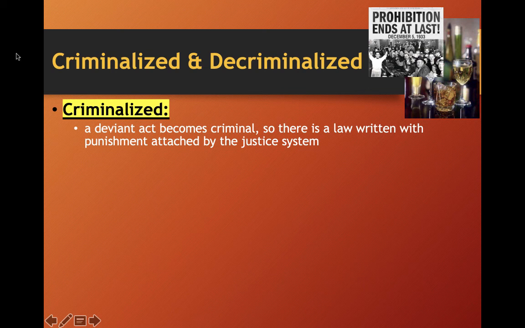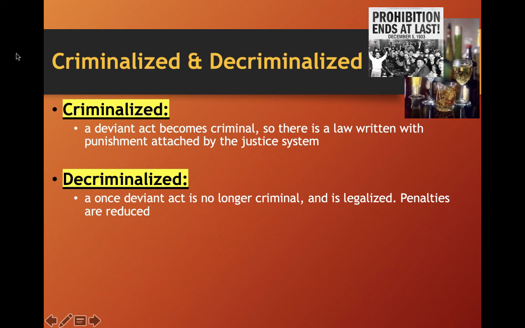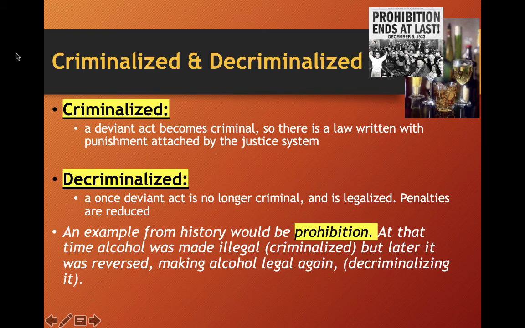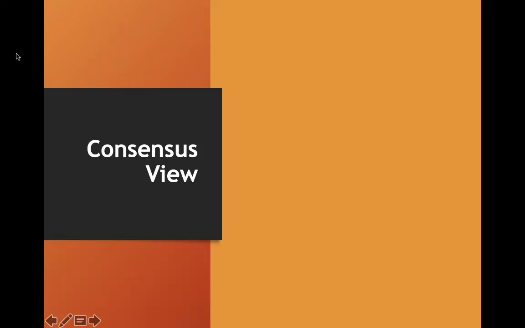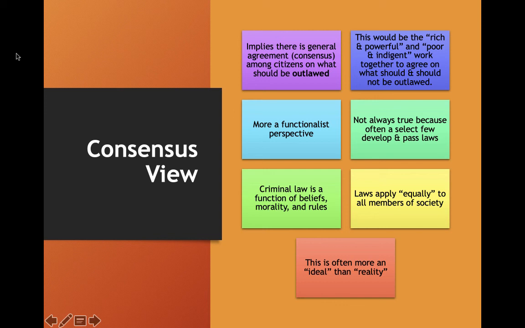Well, first of all, an act has to be criminalized. So a deviant act becomes criminal, and then there's a law written, and it must be passed by a certain legislative body and must have a punishment attached. Or we have what we call decriminalization, where different laws are decriminalized. So once a deviant act is no longer criminal and it's legal, then the penalties are taken away or even reduced. An example from history would be prohibition. During that time where alcohol was made illegal, it was criminalized, but later they reversed it, making alcohol legal again, decriminalizing it. All right, there's a few different views on this subject matter.